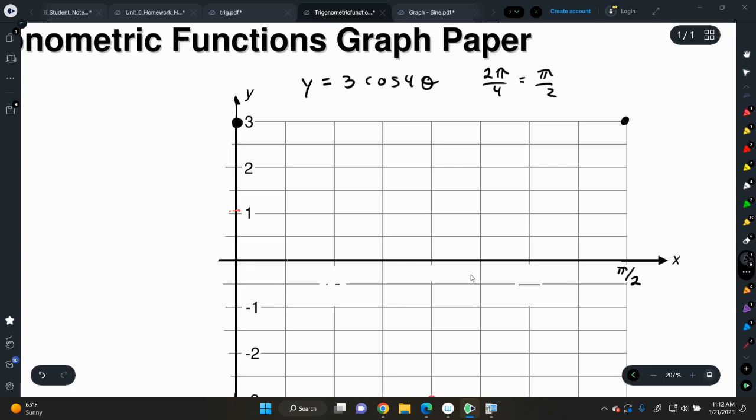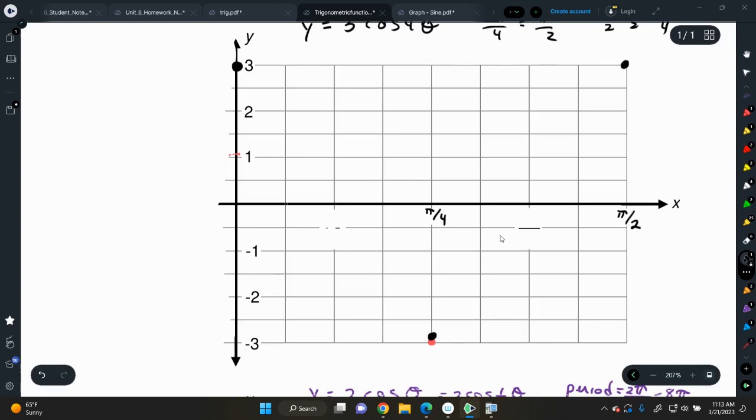Okay, we put a point up there at 3. Halfway, so pi over 2 times 1/2, that's going to be pi over 4. So this is pi over 4. And we're going to go down to -3 down here. And then we have to go halfway again. So pi over 4 times 1/2 is pi over 8. So right there at pi over 8. You do have to mark these on your x-axis. Now, halfway is pi over 8.